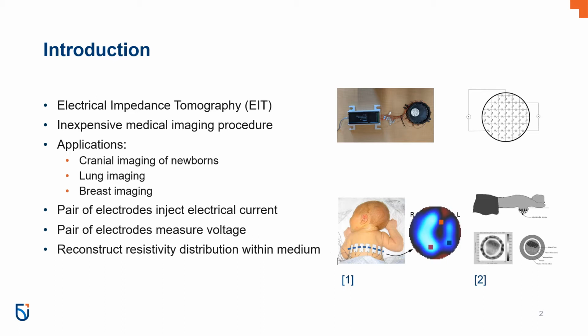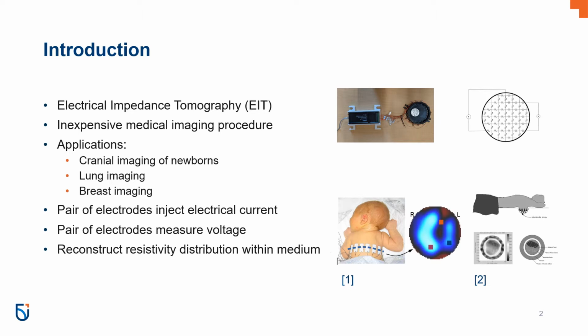How it works is you would have electrodes placed around the medium of interest, whether it be a water tank like in the picture above or the chest of a human baby. And the idea is to inject electrical current through a pair of electrodes and then measure the resulting voltage from the rest of the electrodes.